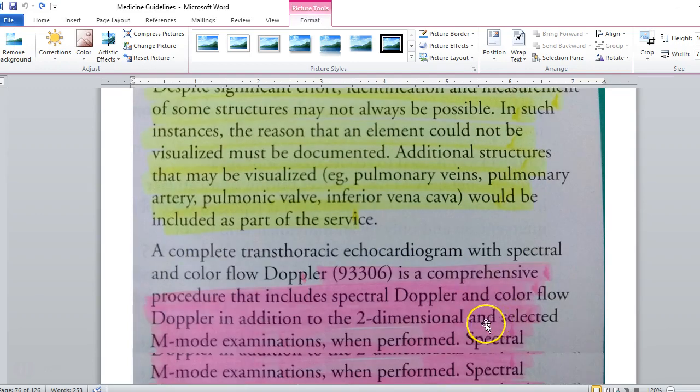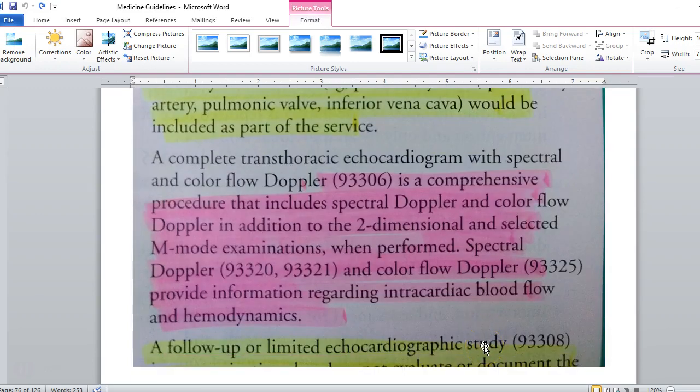Okay. Now, they go on to tell us that a complete transthoracic echocardiogram with spectral and color flow Doppler, 93306, is a comprehensive procedure that includes spectral Doppler and color flow Doppler in addition to the two-dimensional and selected M-mode examinations when performed. Spectral Doppler and color flow Doppler provide information regarding intracardiac blood flow and hemodynamics. So again, they're giving us what is included. So this is what we're looking for in the documentation from both the technician and the physician.